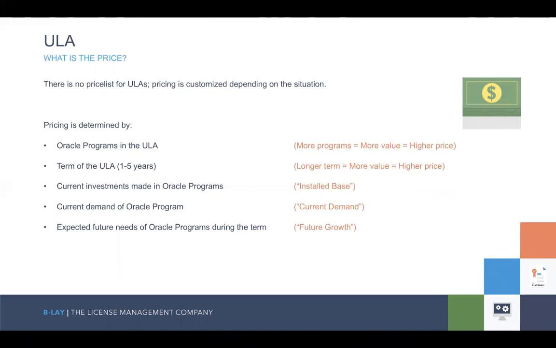The second parameter is the term of the ULA. Is it 1 year, 2 years, 3 years, 4 years, 5 years, or maybe even perpetual? The longer the term, the more value you can get out of the ULA, the higher the price.